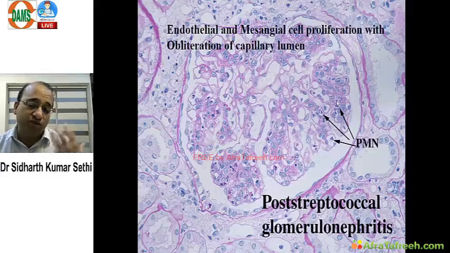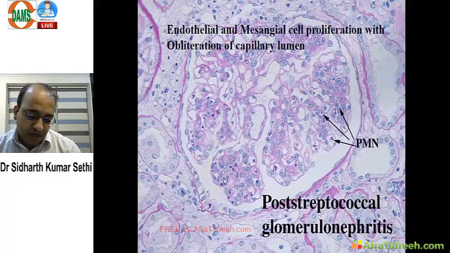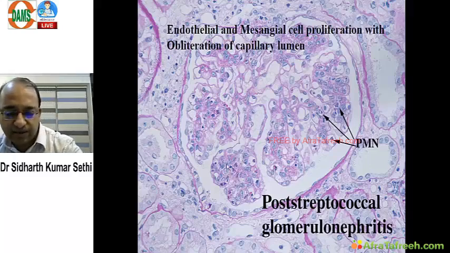Why is it so cellular? Why are they so diffusely cellular? Because they have endothelial cell proliferation. So in the glomeruli, there are some endothelial cells inside, and then there are mesangial cells.